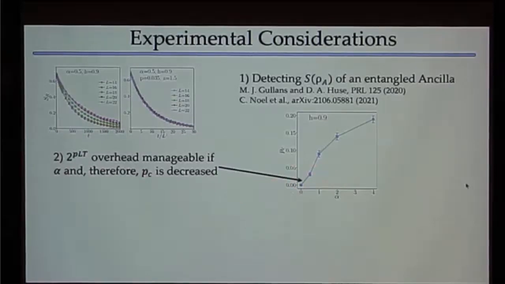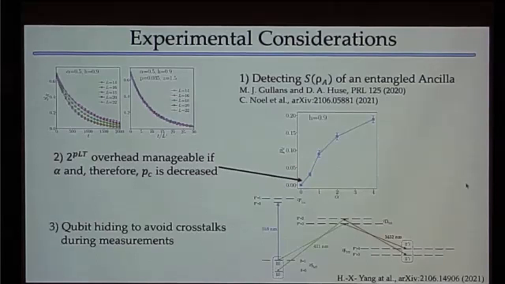So if we tune alpha to 0.5, PC is actually a small number, and this exponential scaling is not so unmanageable anymore. And finally, to perform individual measurements, we can hide the amplitude of each qubit that we don't want to reset or measure to an alternative clock state, and there is this beautiful paper that demonstrates this mapping that you can do back and forth. So in principle, all the ingredients are there.